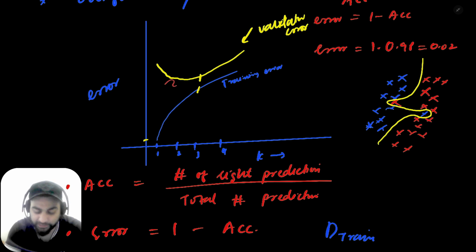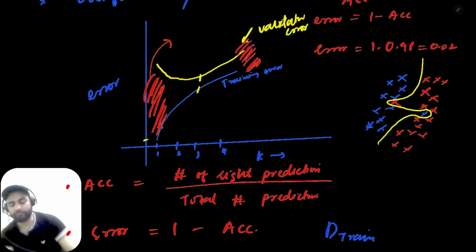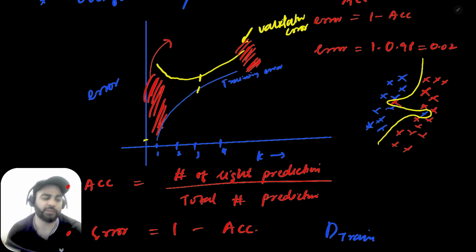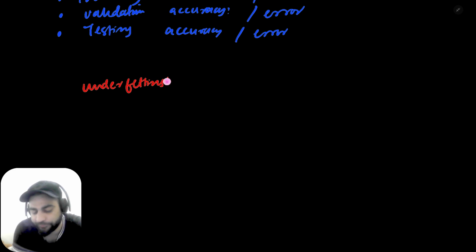So if you see this portion, this is one portion, and here we have underfitting. Okay, when do we call the model overfit or underfit? When is underfitting happening? Underfitting will happen if the training error is really high.